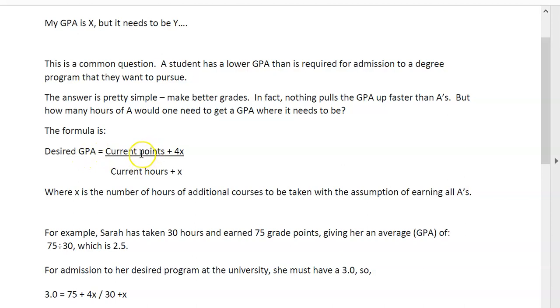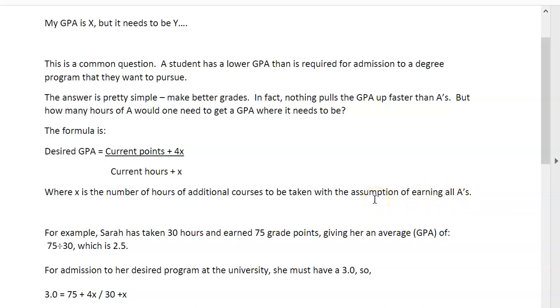It equals your current points, and you can find this on your transcript. You can find it most likely on a current version of your degree plan. If you don't know, just call Student Services or call your advisor. Hey, I need to know what my current GPA is, what my current total points are, and how many hours I currently have completed. So you take your current points plus 4x, over your current hours that you've already taken plus x. X is going to be the number of hours of additional courses that you have to take, assuming you're going to make straight A's in those courses.